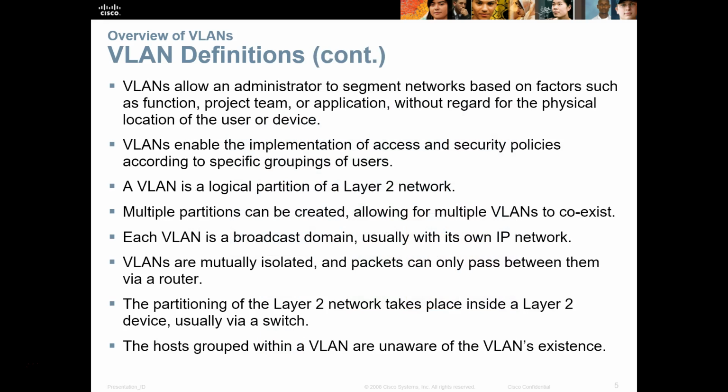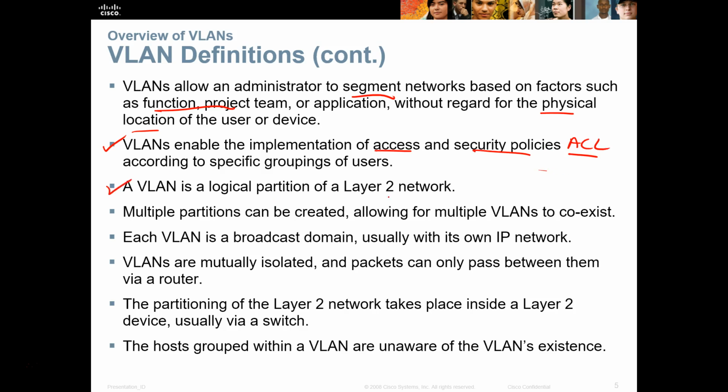So, some VLAN definitions. Allows for segmenting the network based on factors such as function, project team, or application without regard of the physical location of the device. Okay, so throughout your entire switch network, you could decide to place a device on a specific VLAN and segment it from other devices that might be in the same room. They would have to pass through the router. And because they have to pass through the router, it allows you to implement security policies. So VLANs enable implementation of access and security policies, so access control lists between those VLANs.